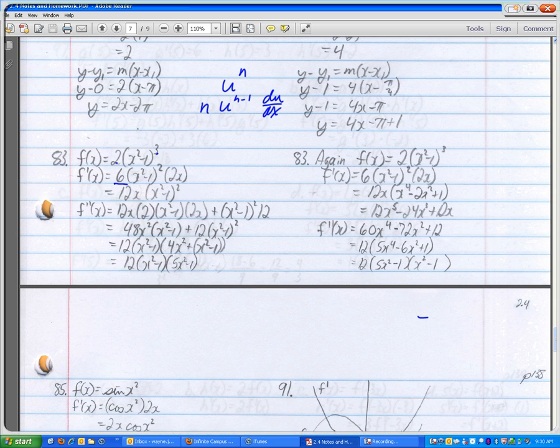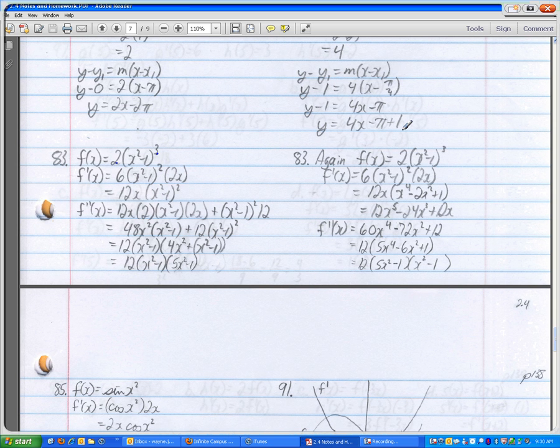3 times 2, 6, u, x squared minus 1, to the n minus 1, 3 minus 1 is 2, times the derivative of u. The derivative of x squared minus 1 is 2x. And again, beating a dead horse, that's the dy du from the first version of our chain rule. Okay? Then let's simplify that just a bit. I can multiply the 6 times the 2x and make that a 12x. Then I still have that quantity squared.